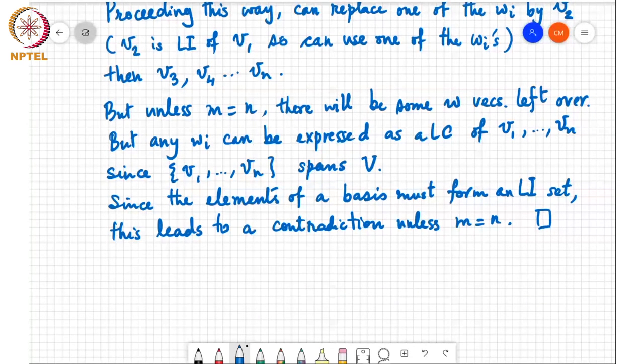Okay, the next thing I want to talk about, just maybe one remark. I think I've already mentioned this, but a property of a basis is that if you take any vector in the vector space V and express it as a linear combination of the vectors in the basis, that linear combination is unique.